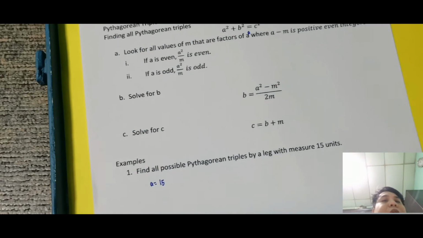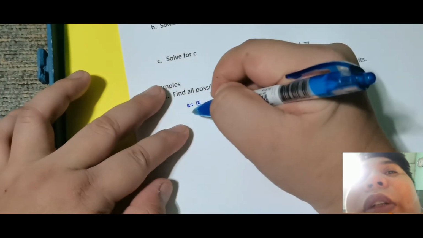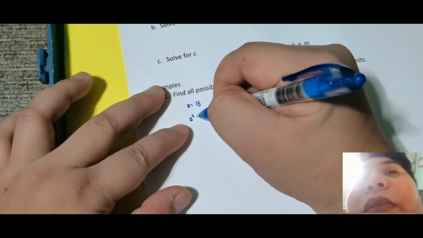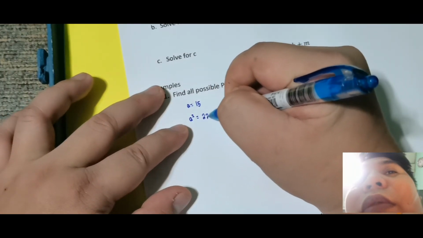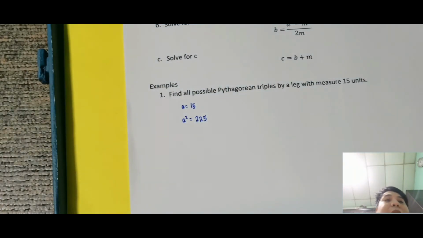Ano yung sabi? Ang unang sabi, look for all the values of M that are factors of A squared. So, meaning, kukunin ko muna yung A squared. So, what is A squared? A squared is 225. Tama, kasi 15 times 15 is 225. Ngayon, kukuha ako ng mga value of M. Mga possible value of M yan. Ano ba yung mga possible factor niya?